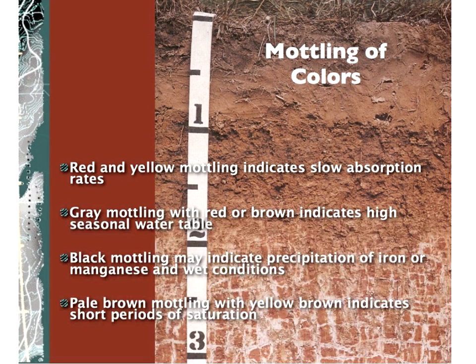Okay, mottling. Red and yellow mottling includes slow absorption rates. Grey mottling with red and brown indicates high seasonal water table. Black mottling may indicate precipitation of iron or manganese in wet conditions. And pale brown mottling with yellow-brown indicates short periods of saturation.